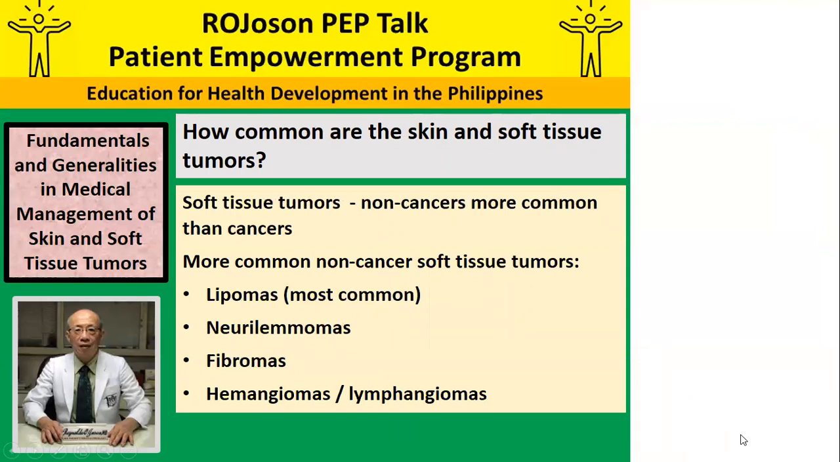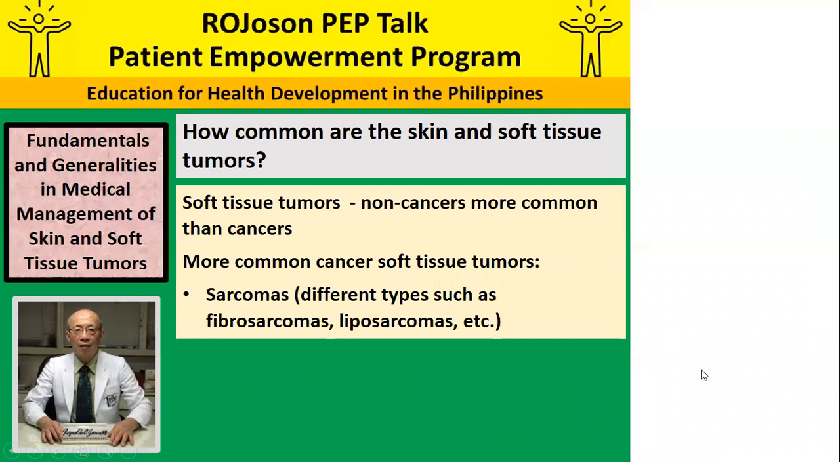Soft tissue tumors, again, in general, non-cancers are more common than cancers in the soft tissue. The more common non-cancer soft tissue tumors are the lipomas, which is the most common, neurolymphoma, benign soft tissue tumors arising from the nerve, fibromas from the connective tissues, hemangiomas, and lymphangiomas. The more common cancer of the soft tissue are the sarcomas. There are different types: fibrosarcomas, liposarcomas, hemangiosarcomas, etc.